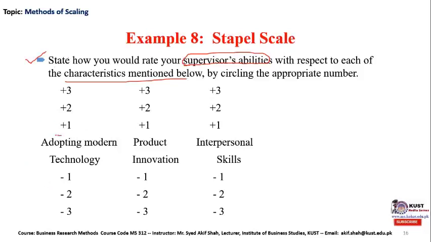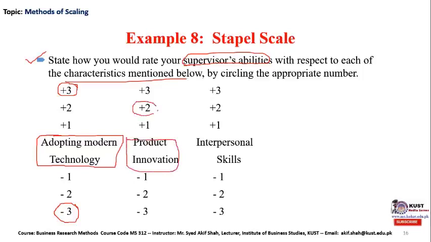Like the researcher was interested to find out about adopting modern technology. So if the supervisor is well equipped to adopt modern policies, the respondent will give the highest mark, +3. And if the supervisor's abilities are weak in adopting modern technology, the extreme negative value shall be selected by the respondent. Similarly, the second factor is product innovation, how much he is able to have product innovation. If he has a mediocre level of product innovation, the respondent can encircle +2. And similarly, if the supervisor's ability is quite weak on this, then another respondent may select -3.